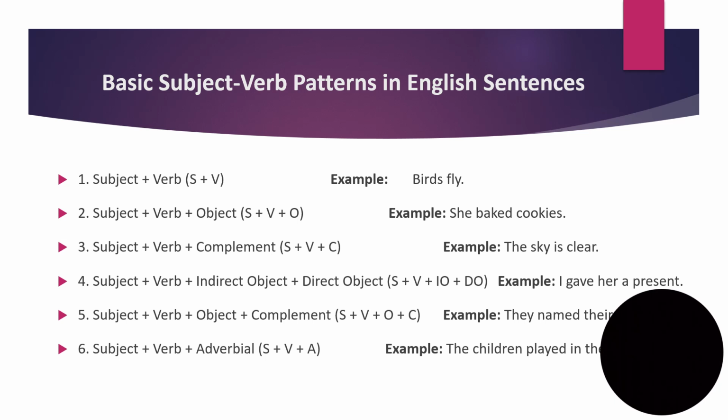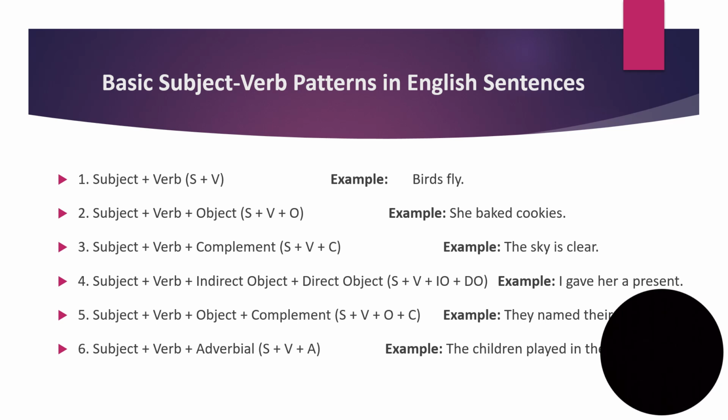Fifth, subject plus verb plus object plus complement, S plus V plus O plus C. The subject performs an action affecting an object, followed by a complement providing more information about the object. For example, they painted the house blue. Sixth, we have subject plus verb plus adverbial, S plus V plus A. The subject here performs an action, followed by an adverbial that describes when, where, why, or how the action occurred. For example, he runs fast. So here, fast describes how he runs.